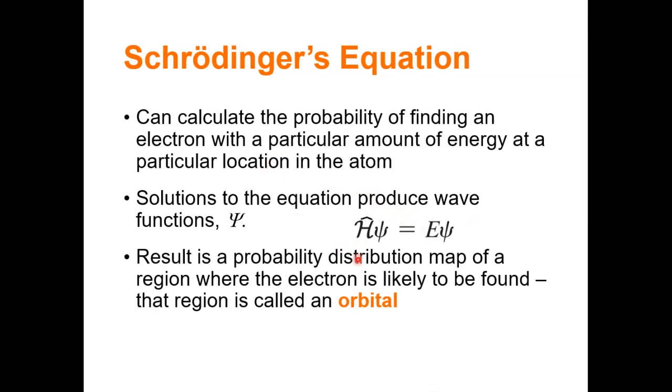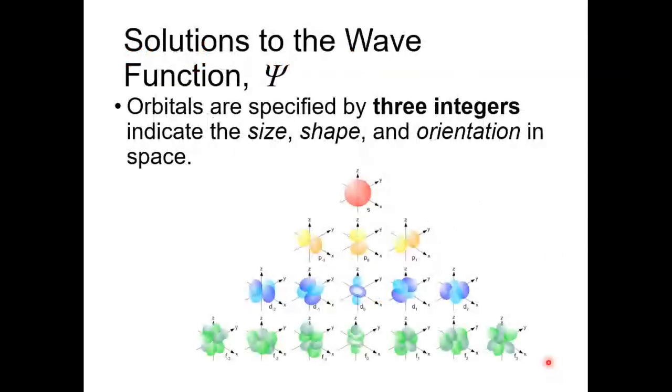His equation produces these things called wave functions, which are represented by the Greek letter psi. And a wave function represents a 3D wave. That three-dimensional region of space where you are likely to find an electron at that energy level is what we now call an orbital. So you may be more familiar with that word orbital in reference to atoms and electrons. The orbitals of an atom are where, again, the electrons are likely to be found.